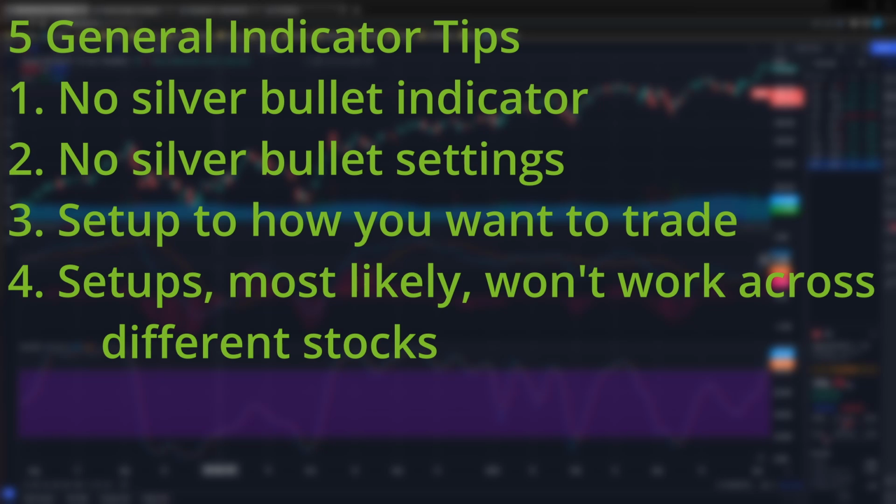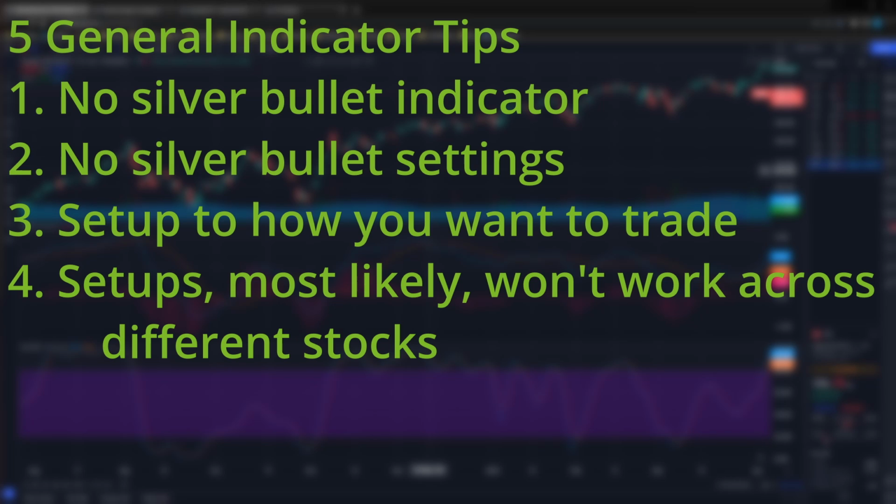Number 4, setups for your indicators most likely won't work across different stocks. So if you find a really good indicator setup on a certain time frame for, let's say, Apple, for instance, it will most likely not work if you go over to a stock like Caterpillar.